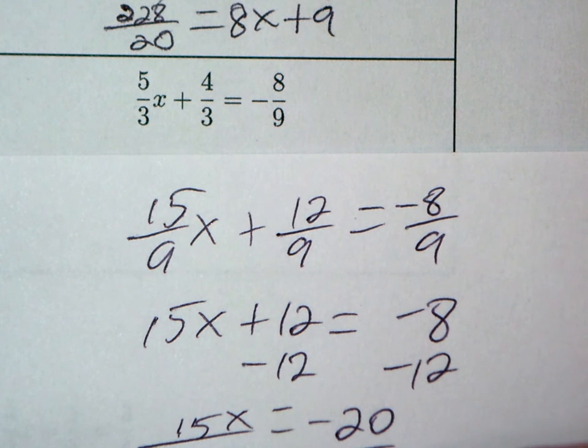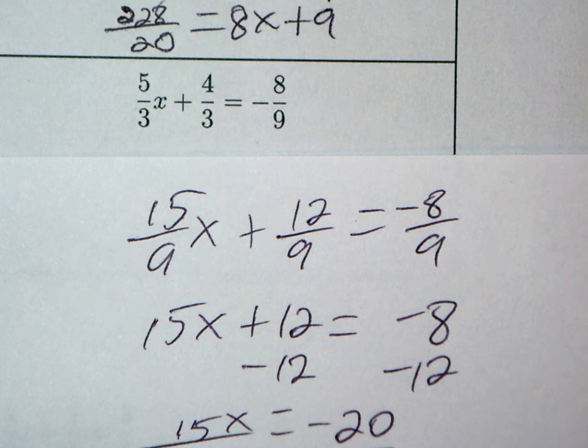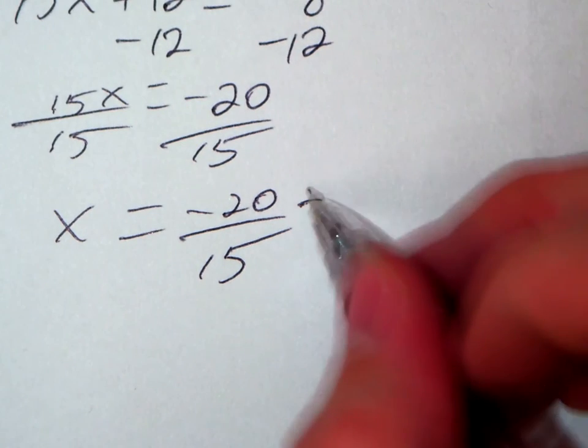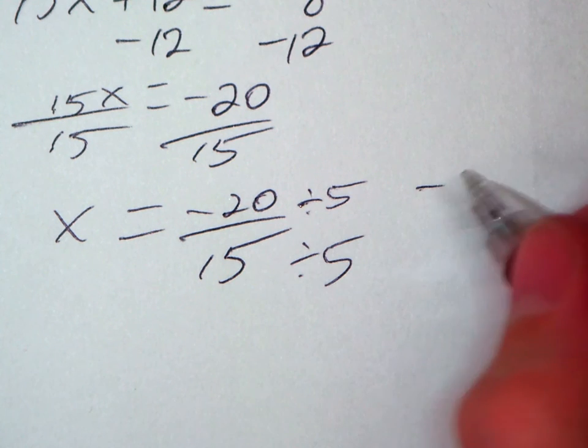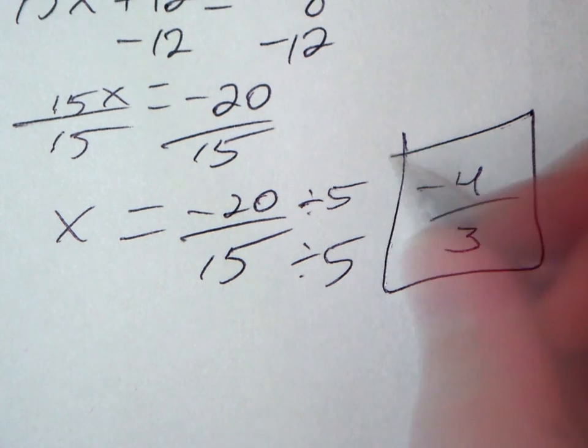And if I divide by 15, I get x is equal to negative 20 over 15, which can be reduced because they have a common factor of 5. So I get negative 4 over 3.